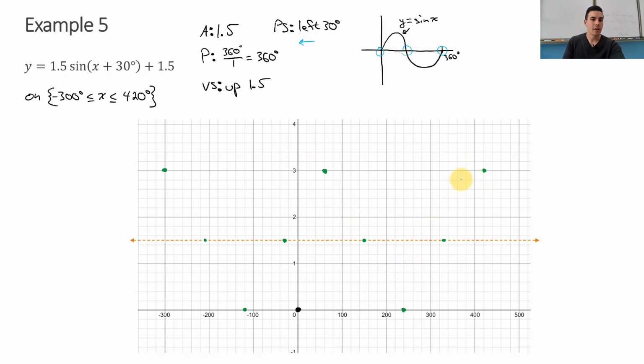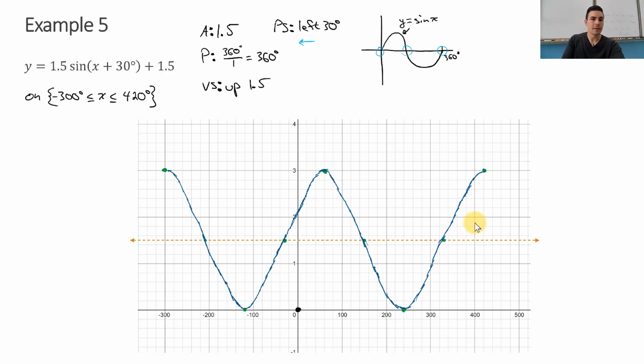And from here, guys, make sure we go back to negative 300 degrees. So I'd come down since I know I came from being up here above the midline. So I'll come down to a minimum and then back up to a maximum at 3. Right? And then we can go ahead and connect our points with a nice smooth curve. And that would be that.